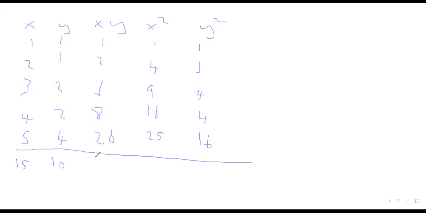37, 55, 26. So this is called summation of x. This is called summation of y. This is called summation of xy. And this is summation of x squared. And this is summation of y squared.